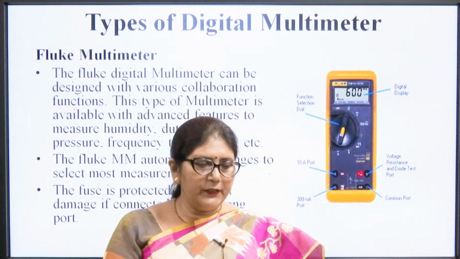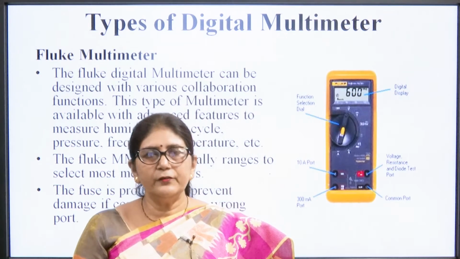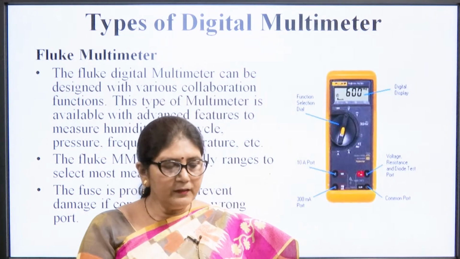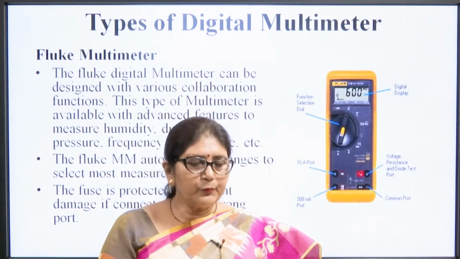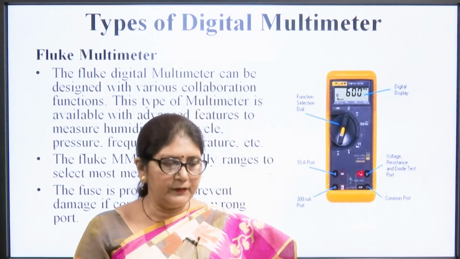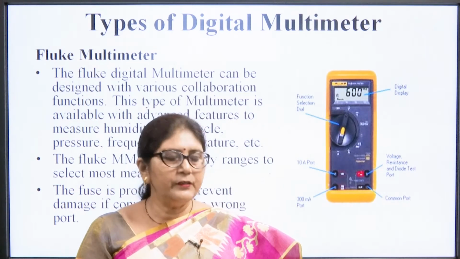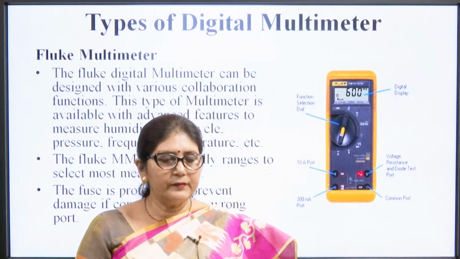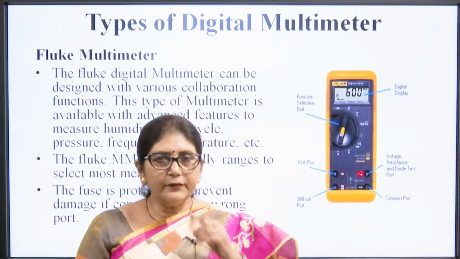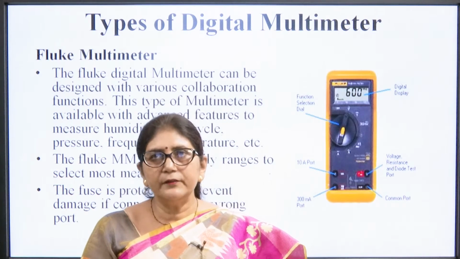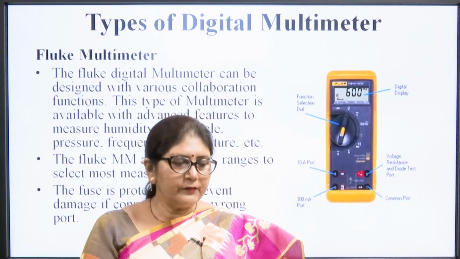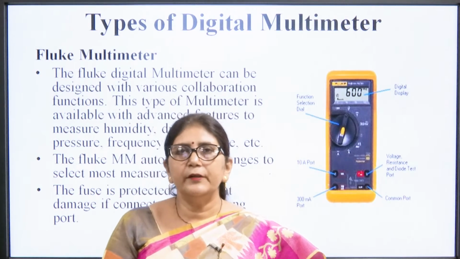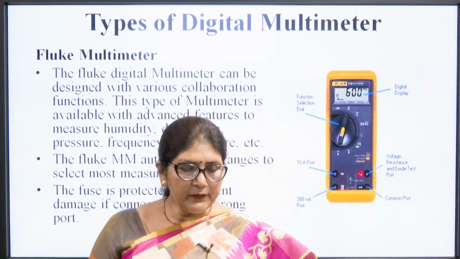In this instrument, range selection is not required to be done, it automatically selects the range. So the problem of range selection is not here, and similarly they use a fuse to protect the instrument from damage. Suppose the supply voltage suddenly increases, it will adjust the value, and if the value is not adjusted and a very heavy current flows, then the fuse circuit will protect this instrument from burning.